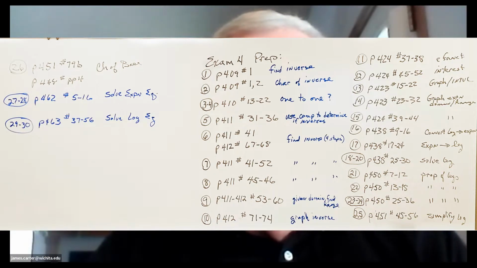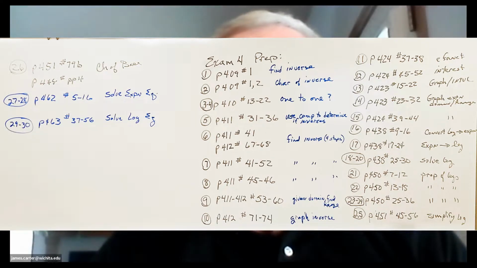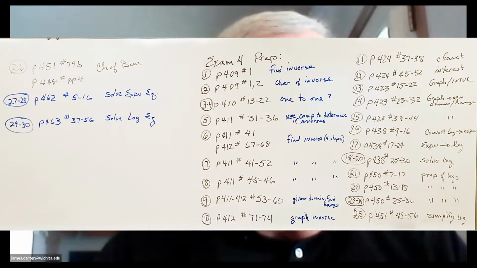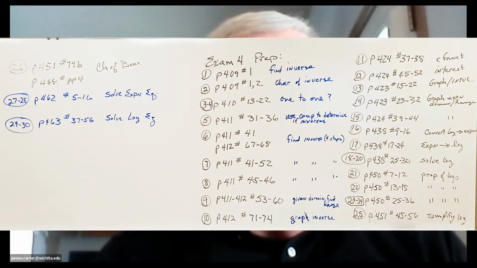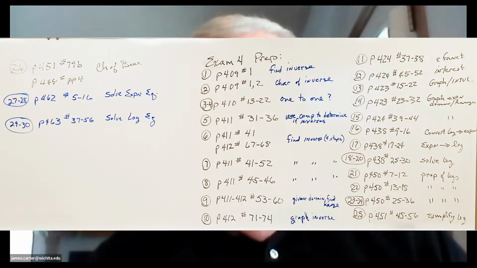Problem number 10. I give you a graph of a function and you have to graph its inverse. Now, you can do it the hard way, or you can use that shortcut trick that I showed you, graphing the function, finding points on it, and then interchanging the points. The citation for number 10, 4.1.4, and page 412, number 71 through 74.